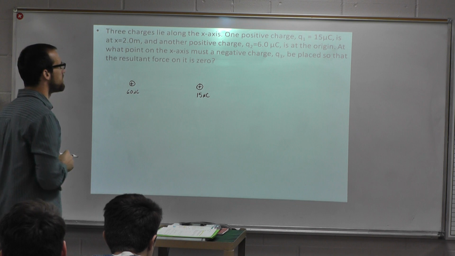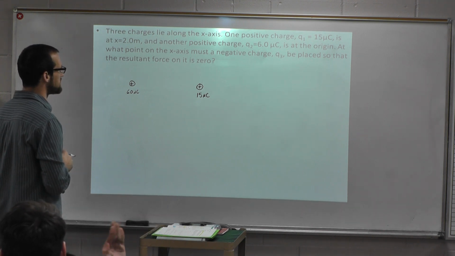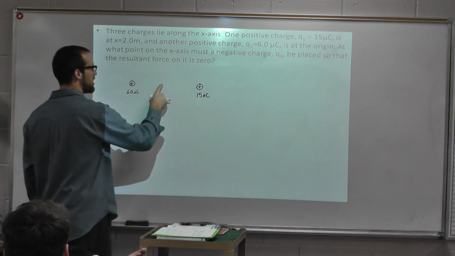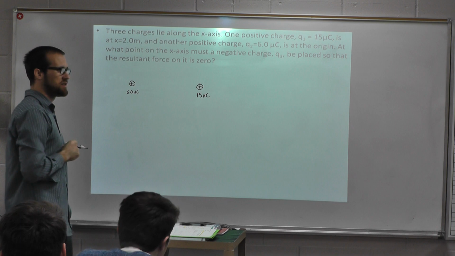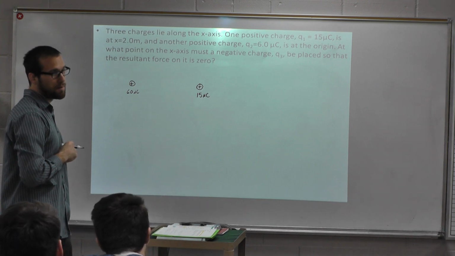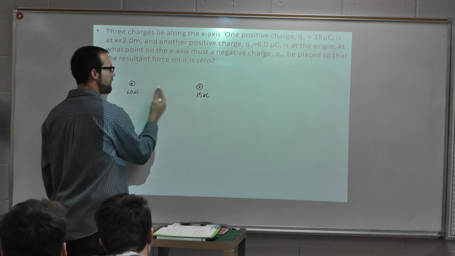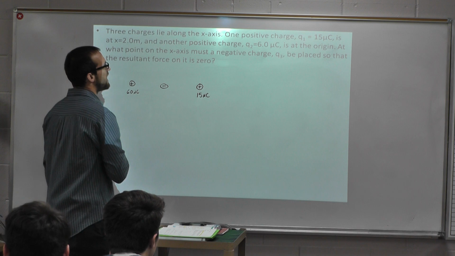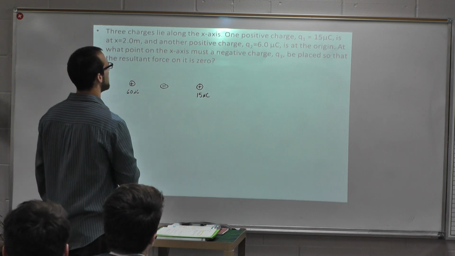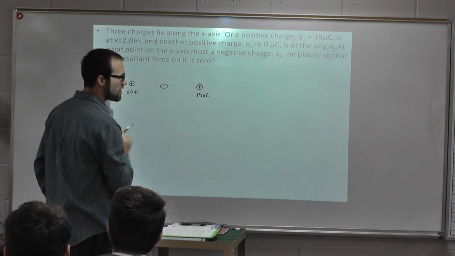Then it says, at what point on the x-axis must a negative charge be placed so that the resultant force on that charge is 0? So we have to figure out where in here we have to put it. So let's just say we put it randomly there. What is the charge of that? Does it say? No, it's negative. We don't need to know the charge, and I'll show you why.